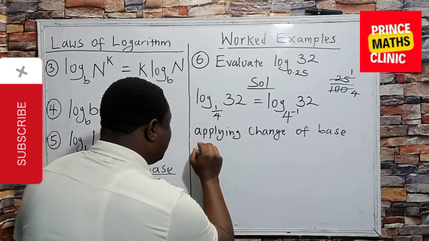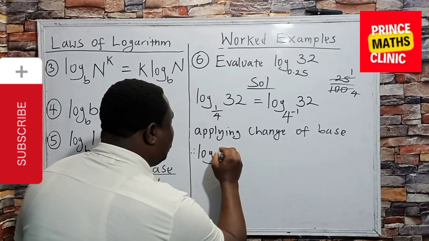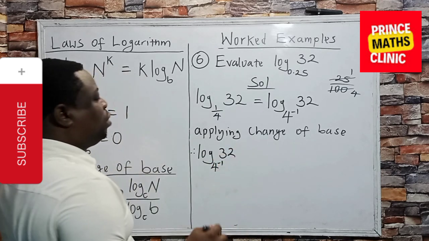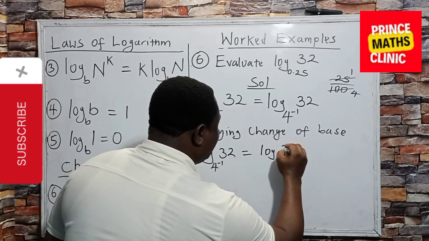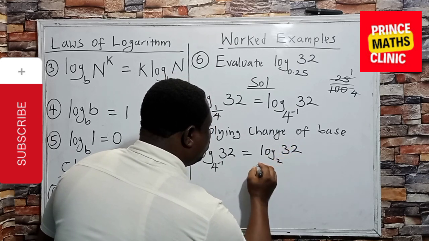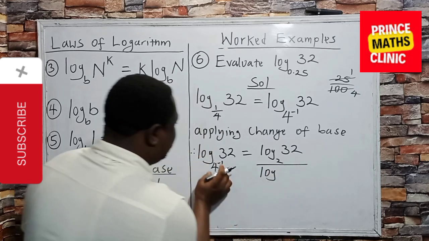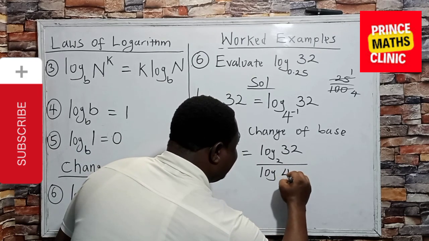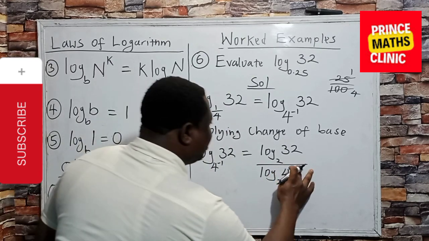Therefore, log 32 base of 4 raised to the power negative 1 equals log 32 base of 2 divided by log of, remember, this is 4 raised to the power negative 1. The base is still 2. Remember, this is a power.